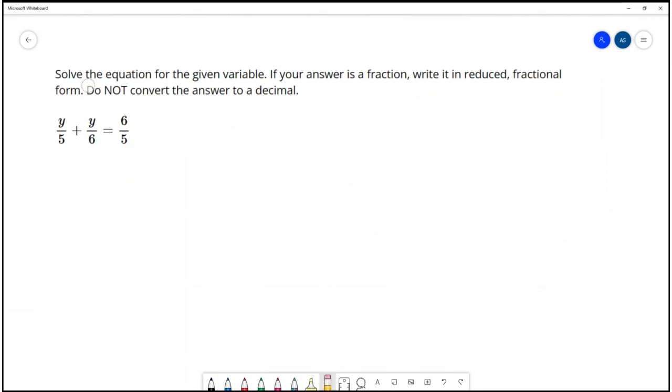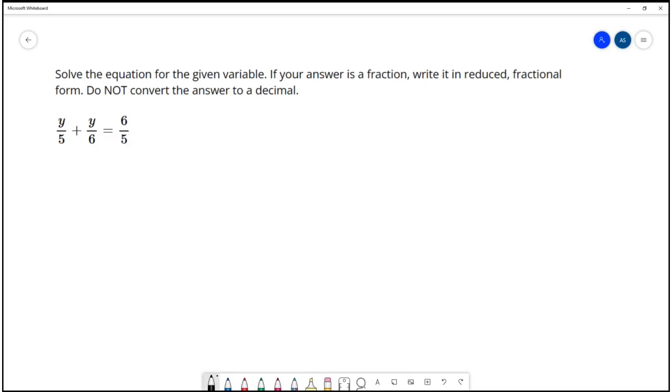For this question, we want to solve the equation for the given variable. If your answer is a fraction, we want to write it in reduced fractional form. We don't want to convert that answer to a decimal. We have y over 5 plus y over 6 equals 6/5. That's our equation. Now, our equation has fractions in it.